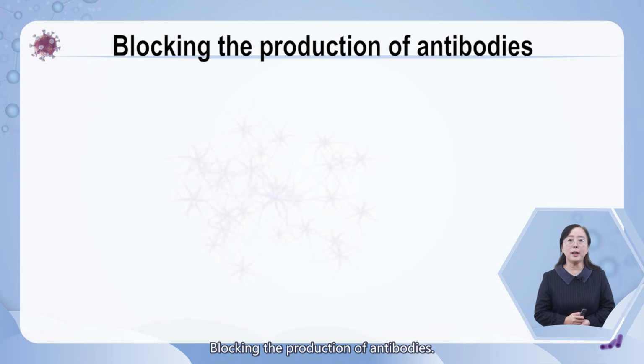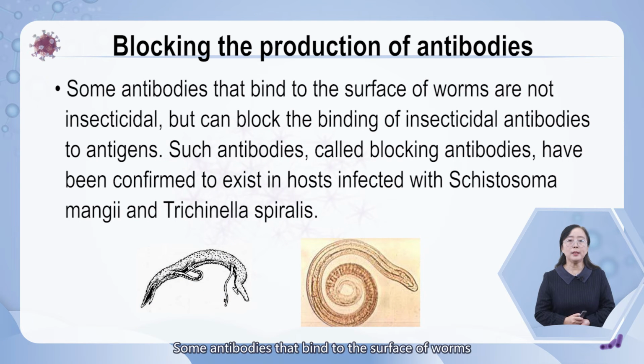Blocking the production of antibodies. Some antibodies that bind to the surface of the worms are not insecticidal, but can block the binding of the insecticidal antibodies to antigens. Some antibodies, called blocking antibodies, have been confirmed to exist in hosts infected with Schistosoma and Trichinella spiralis.